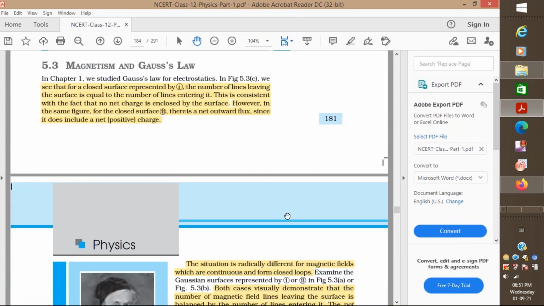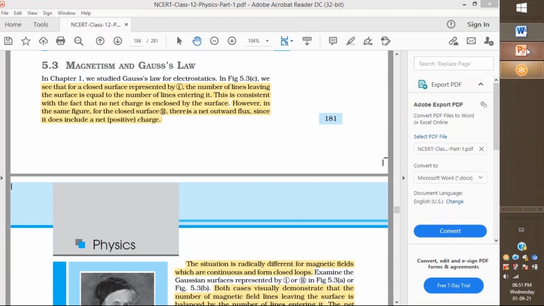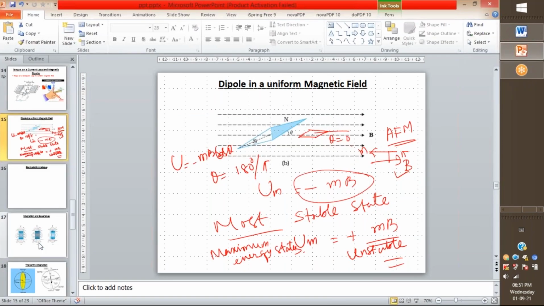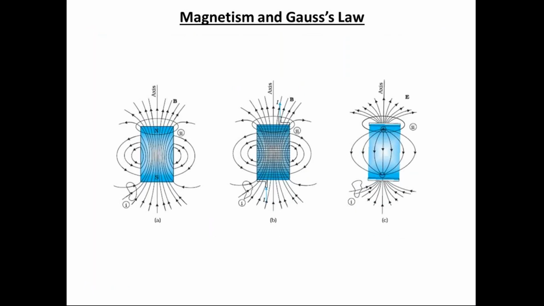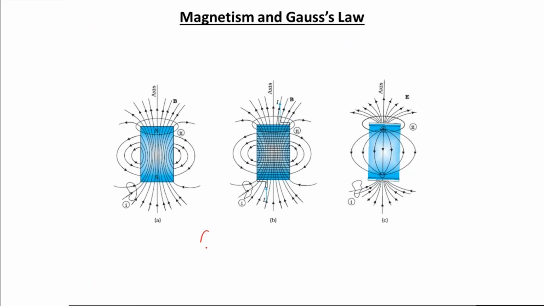Now we'll move on to the next topic, that is magnetism and Gauss's law, or the topic can be called Gauss's law in magnetostatics or magnetism. This is the presentation I have here. We had already learned Gauss's law in electrostatics. Just for your recap and to keep track of the knowledge, I'll give you a small recap of that.